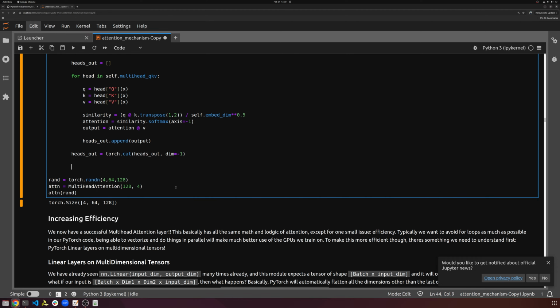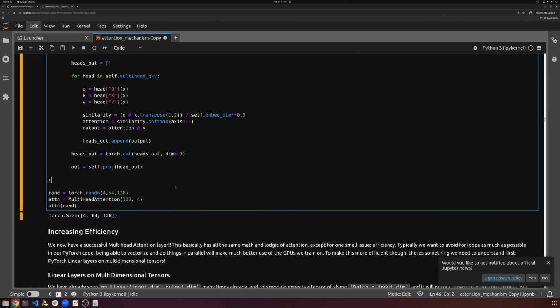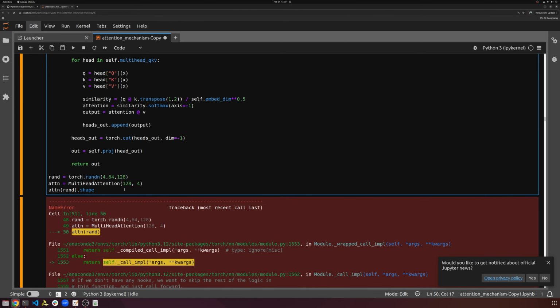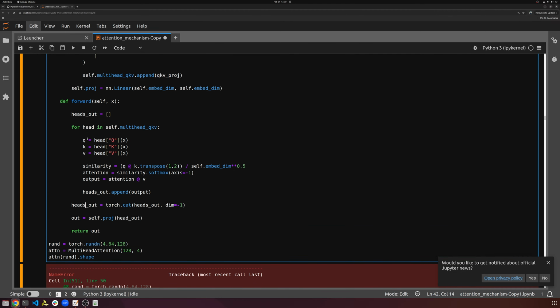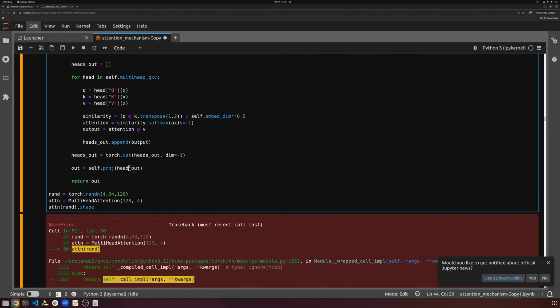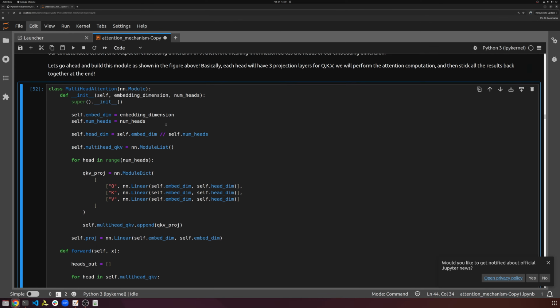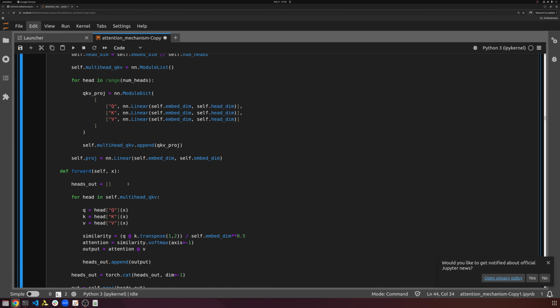So we have our head outs. And so we can do out is self.proj of head out, and we can return out. And we're good to go. Oh, looks like we have a bug, but let's fix that first. Wow, I keep adding S's in random places, but okay, heads out, whatever. And there we go. So this is an implementation of multi-head attention.